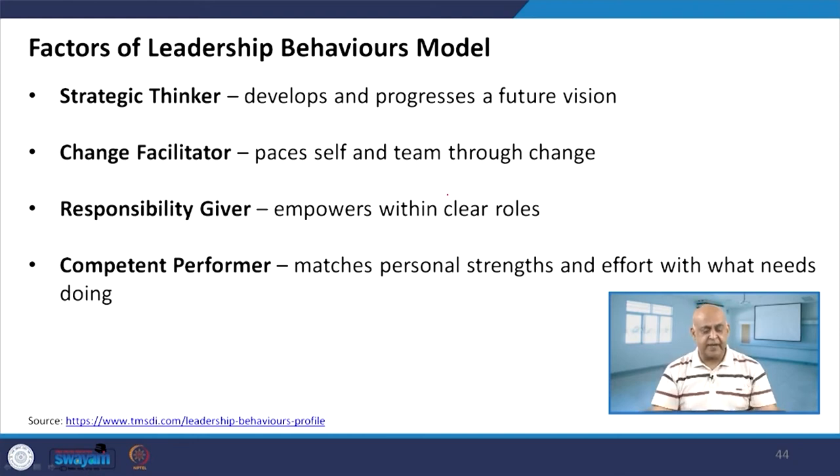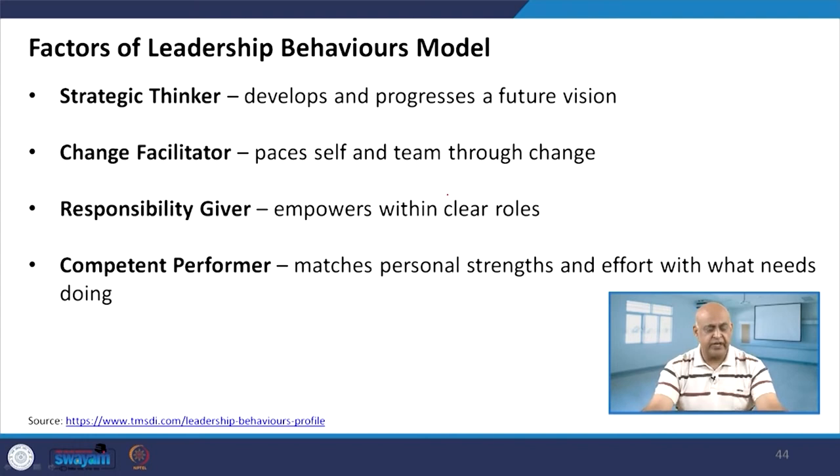The change facilitators pace self and the team through change, so we make the proper changes. And responsibility giver empowers within clear roles, and in that case we have this responsibility giver. And the competent performer matches personal strengths and effort with what needs doing. And in that case, it becomes very important how competent a performer we are. So in the behavior model, these factors become very important: whether the leader is a strategic thinker, a change facilitator, a responsibility giver and a competent performer.